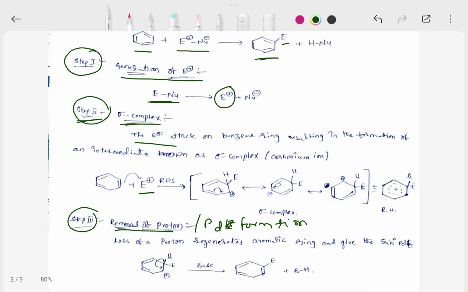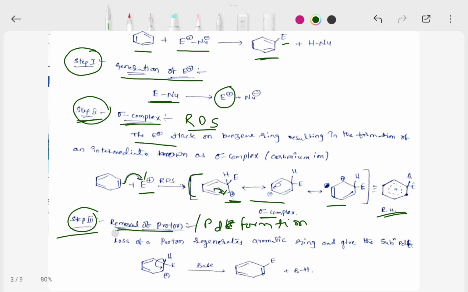Here, benzene is an electron-rich compound. Benzene donates electrons to the electrophile and forms a carbonium ion. This carbonium ion undergoes resonance structures like this. These resonance structures are called sigma complex. This is the hybrid of resonance structures. This step is called the rate determining step.